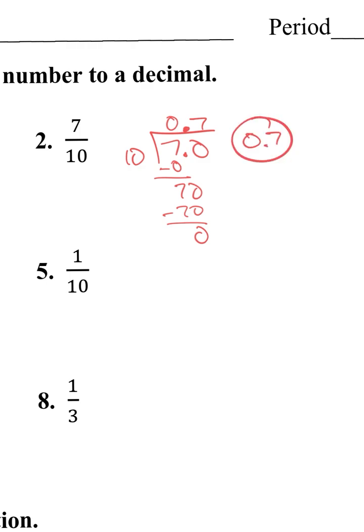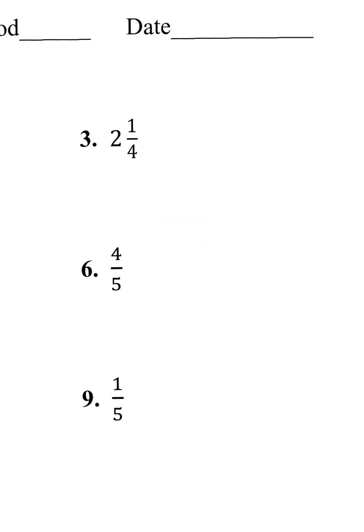Okay, number 3. Number 3 is an interesting one. On number 3, pro tip: if you've got a mixed number like this, remember a mixed number is a combination of a whole number, which is 2, and a fraction. When you're taking a mixed number and converting it into a decimal, don't worry about the whole number for right now. We're going to bring that into play when we get to the answer. So let's just take a look at the fraction part, which is 1/4.